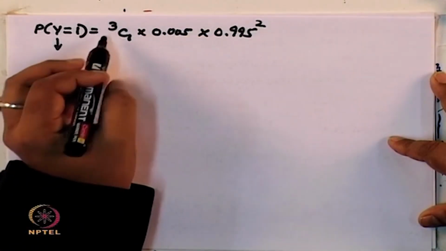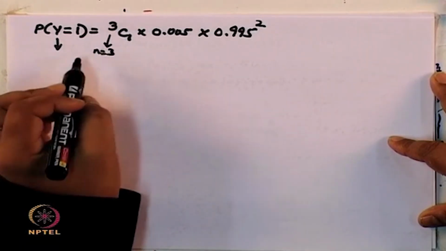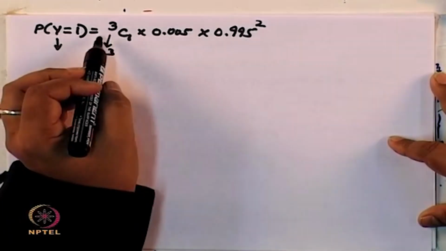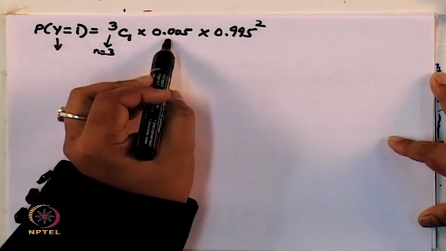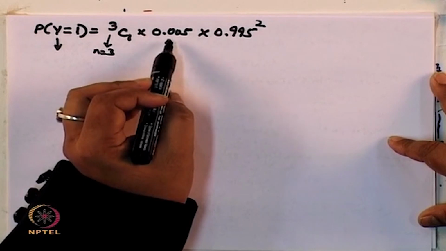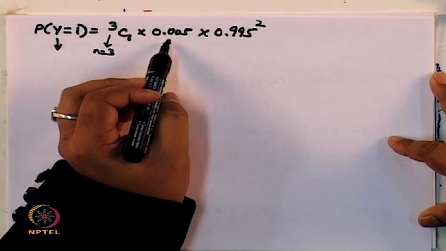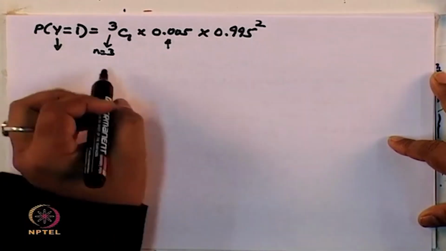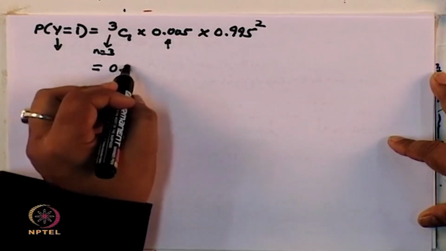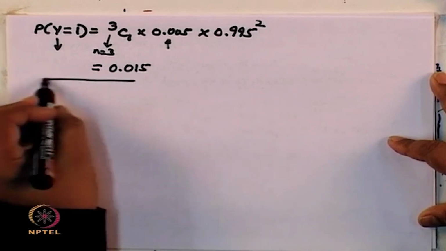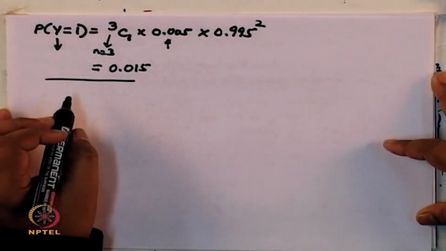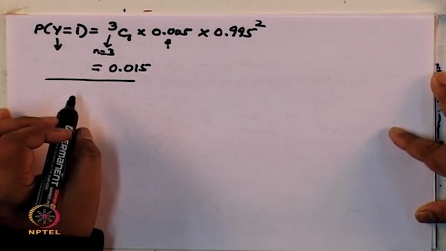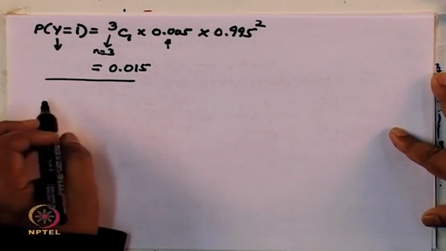So n equal to 3 in this case. At the package level, 1 is defective, and you can have 3 different combinations. Then this is the probability of the package being returned, which is 0.005, and then this is 1 minus 0.005. Okay. So this will return a value of 0.015. So from 3 packages, the probability that you have to return 1 is nearly 1.5%. Okay. Let us take another example.